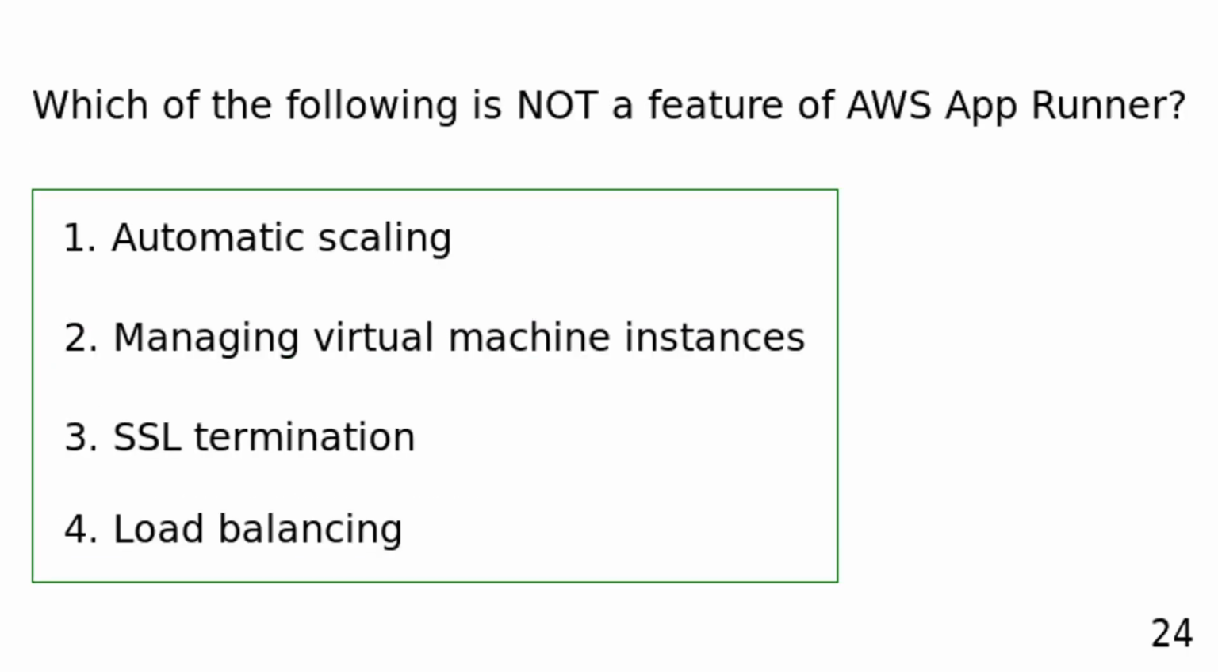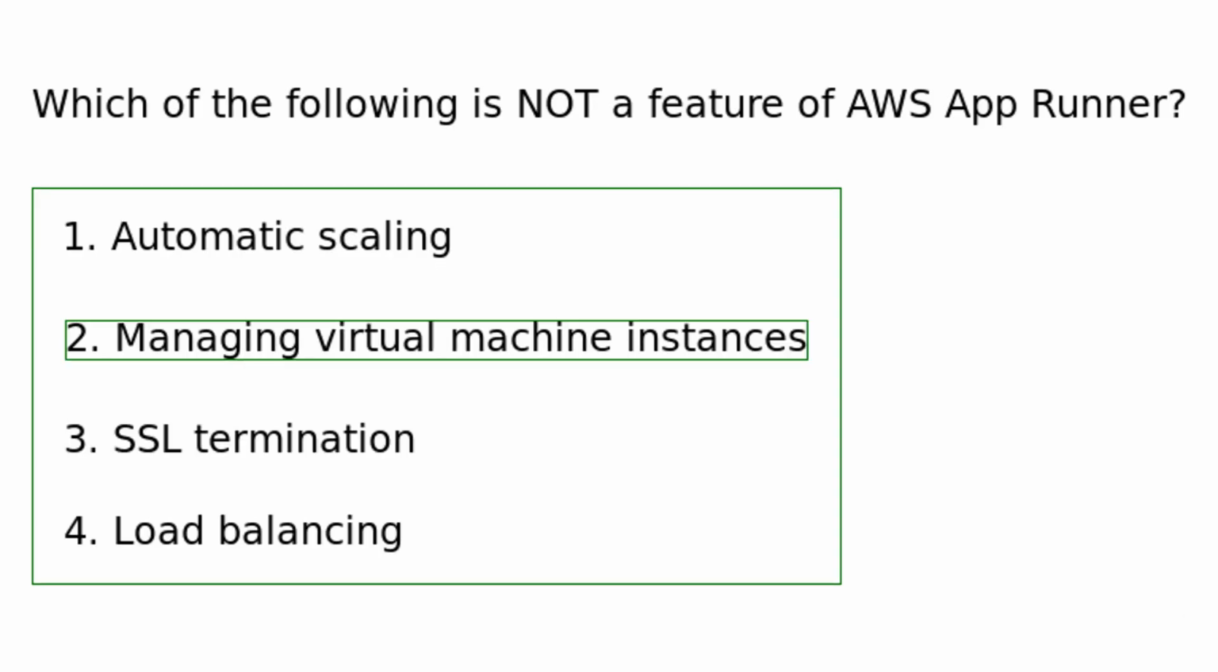Which of the following is not a feature of AWS App Runner? Automatic scaling. Managing virtual machine instances. SSL termination. Load balancing. AWS App Runner does not manage virtual machine instances, it focuses on running containerized applications with automatic scaling and load balancing.